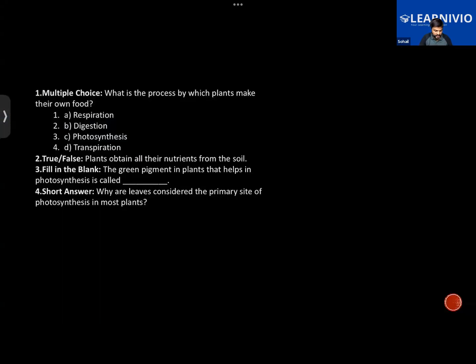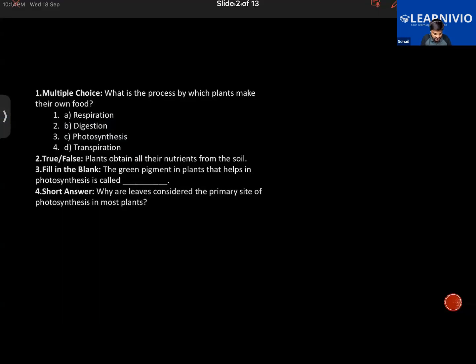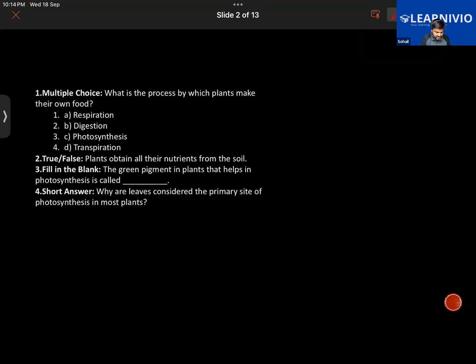Okay, so we have some questions here from the first chapter, nutrition in plants. What is the process by which plants make their own food? It's simple. Photosynthesis. Okay, others also answer it. That is obviously photosynthesis. Okay. Transpiration will take place via which part of the plant? Sir, what do you call that? Stomata. Okay.